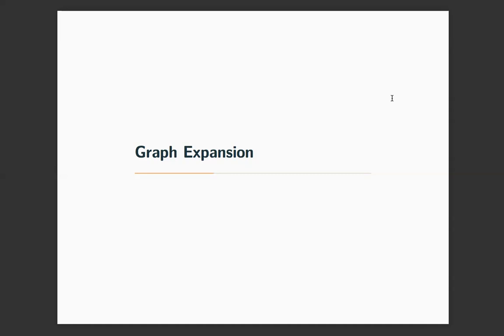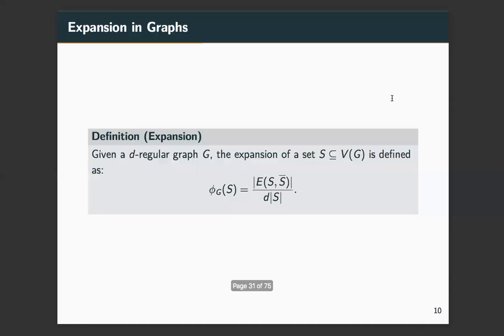Let us now recall the definitions for expansion in graphs. Given a D-regular graph, the expansion of a set in the graph is defined as the fraction of edges crossing the set, that is leaving the set, counted in the total number of edges incident on the set. So that is edges between S and the complement of S divided by D times the size of S.